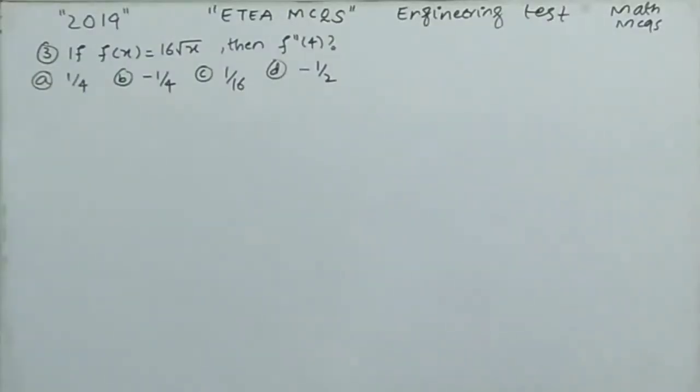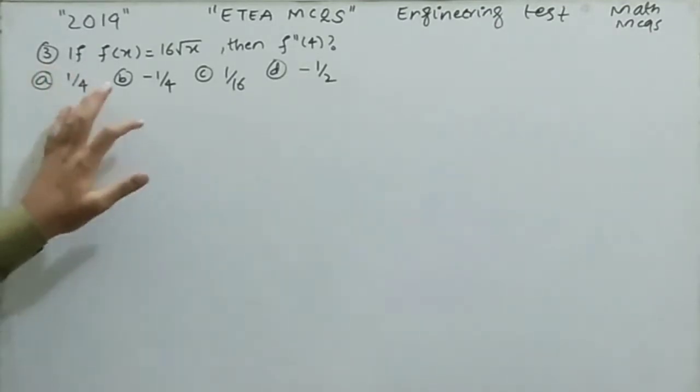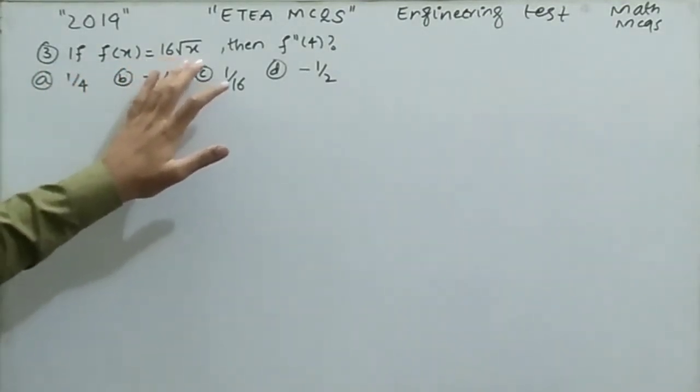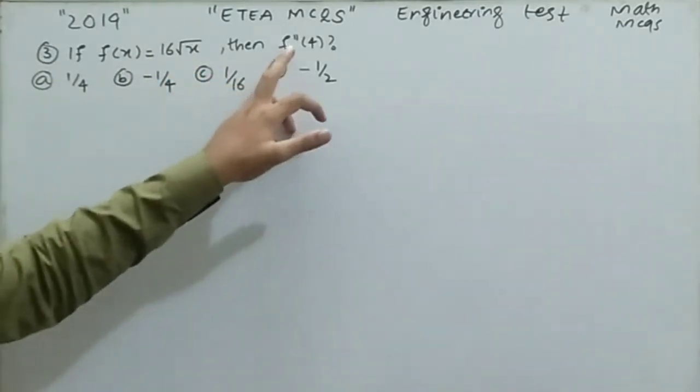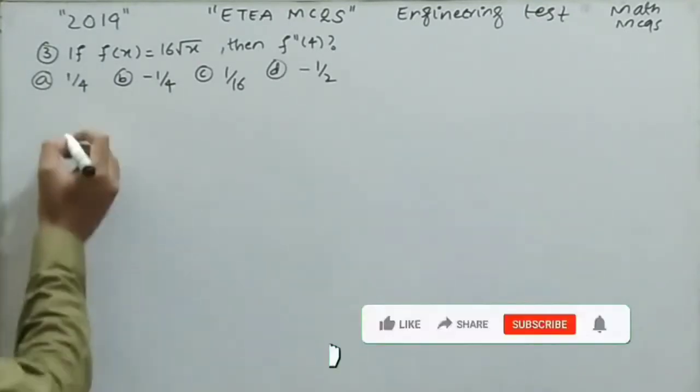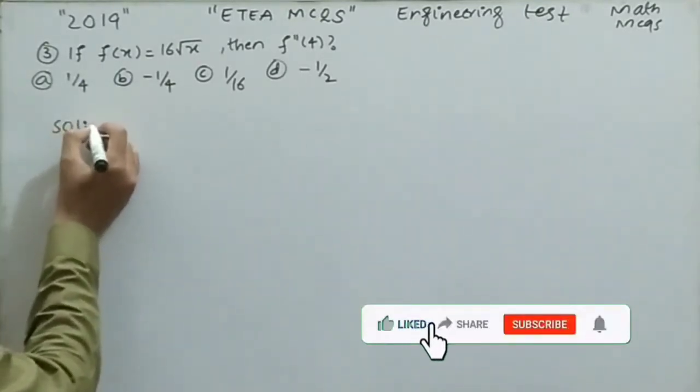Now move to the next MCQ of the ETEA Engineering test of 2019, MCQ number 3. It tells that we have a function f of x equal to 16 times the square root of x, and we have to find f double prime of 4. F double prime of 4 means that we will differentiate this function a second time, and then we will replace the given value of x with 4, so that will be our required result. So move to the solution of this MCQ number 3.